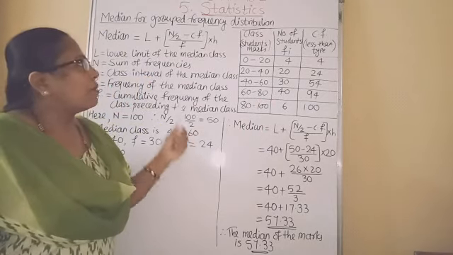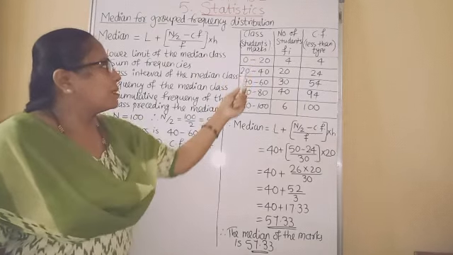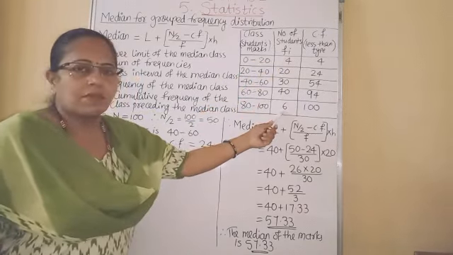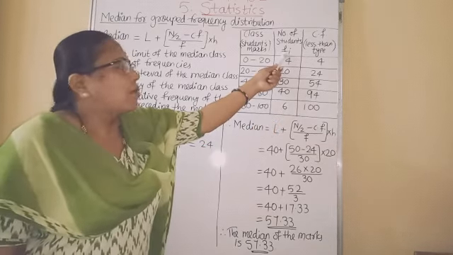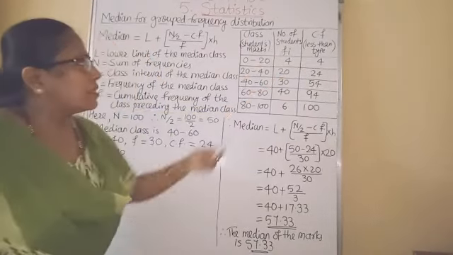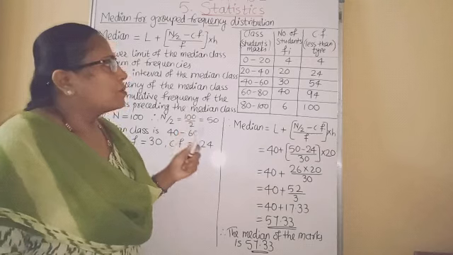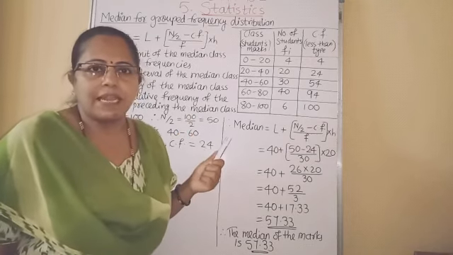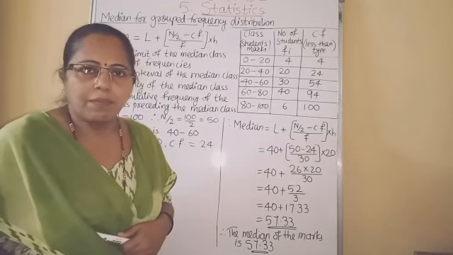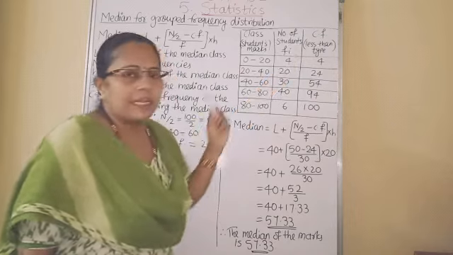Now to calculate the median, we have to prepare a table containing 3 columns. The first column is the class, which is given in the question. The second column is also given in the question, the number of students, which is called the frequency. Now we have to prepare the third column, which is called CF, the cumulative frequency. We studied this in the previous standard, how to prepare cumulative frequency of less than type and more than type. Here we have to prepare the cumulative frequency of less than type.